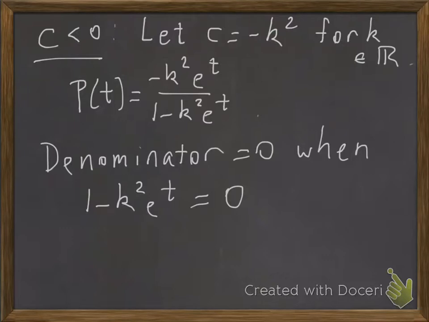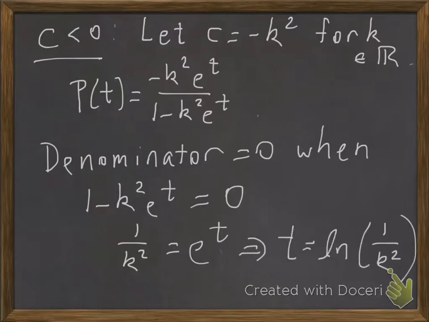The denominator can in fact equal 0, and it does so when 1 minus k squared e to the t equals 0. Of course, that is the same as when 1 over k squared equals e to the t. And if you solve that equation for t, of course you get t equals the natural log of 1 over k squared.